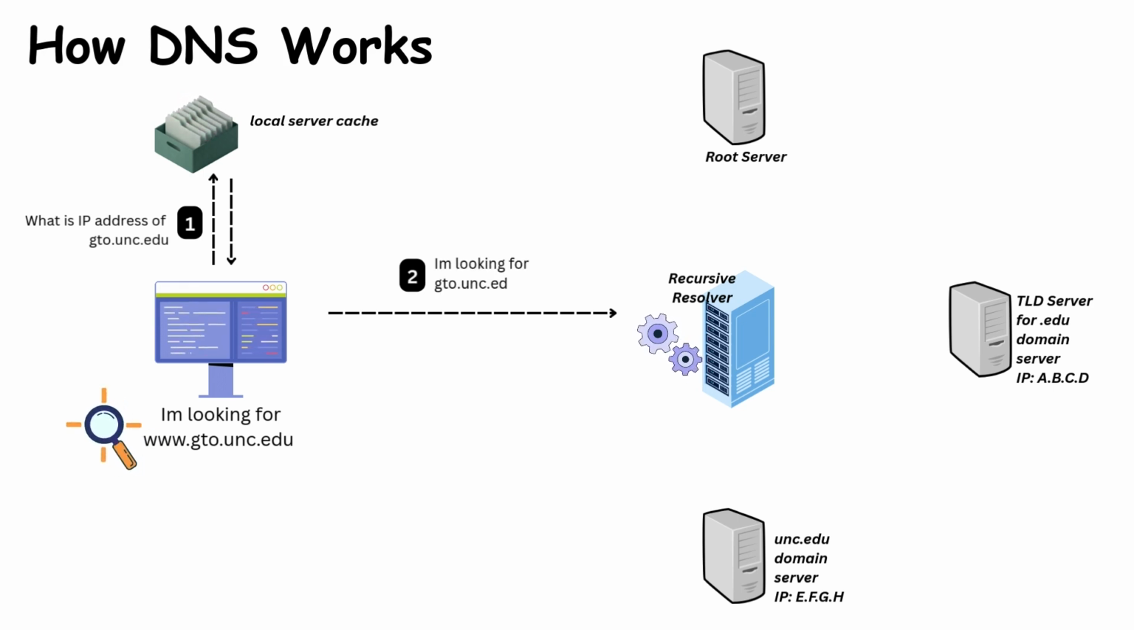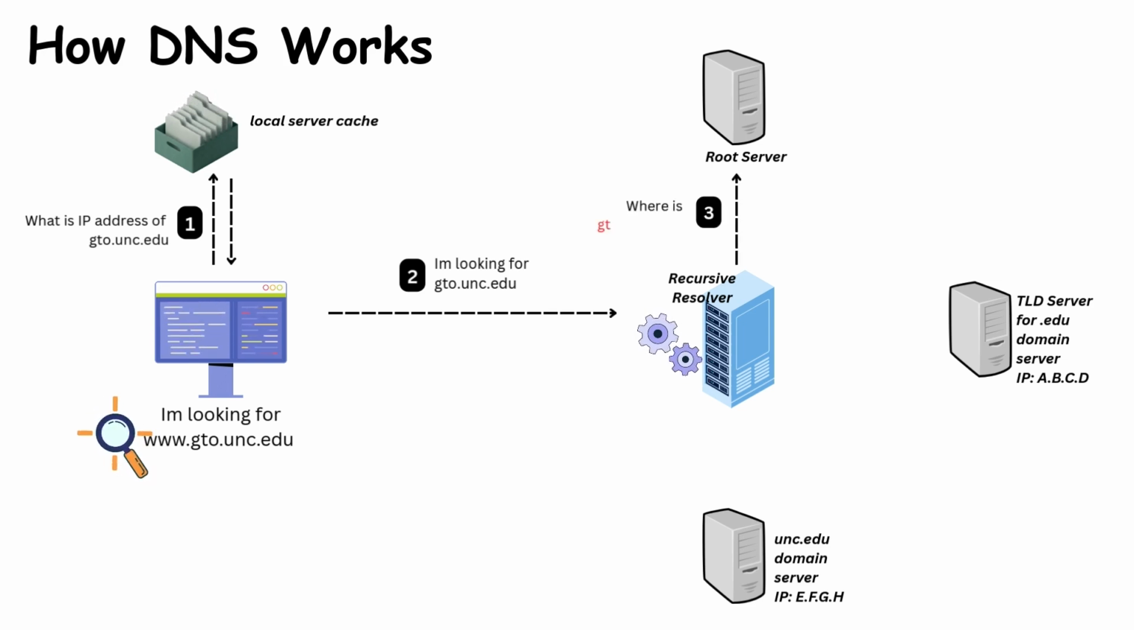The request first goes to the recursive resolver, usually provided by your ISP or Google's public DNS like 8.8.8.8. If the recursive resolver already has the IP address in its cache, it gives the answer immediately. If not, it starts looking by asking other DNS servers. Since the recursive resolver doesn't have the answer, it sends a request to the root server.